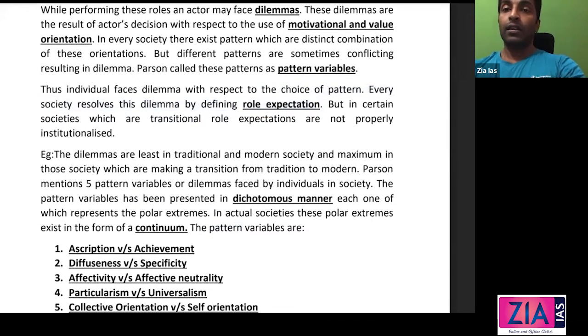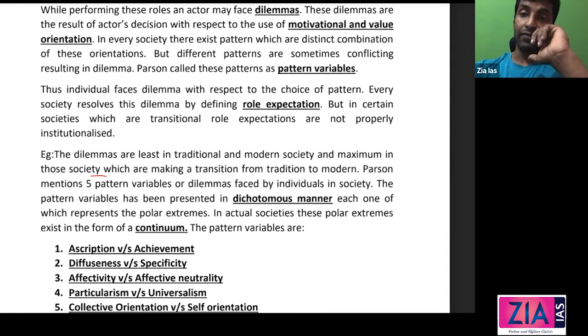So for example, the dilemmas are least in traditional and modern society. You know the reason, right? Because in traditional society, value orientation is more. Modern society, which orientation is more? In modern society, motivational orientation is more. So there is no dilemma here, and it is maximum in those societies which are making transition from tradition to modern. Parsons mentioned 5 different types of pattern.